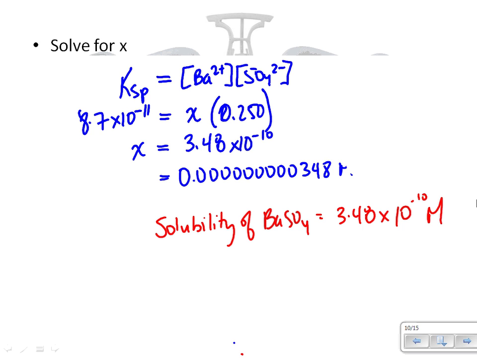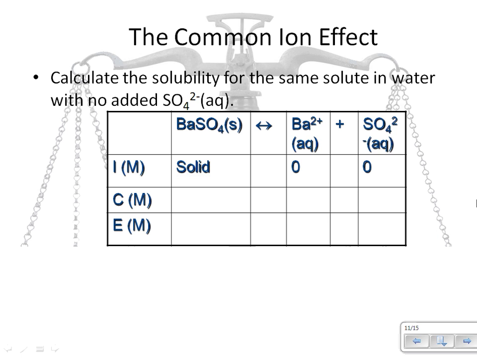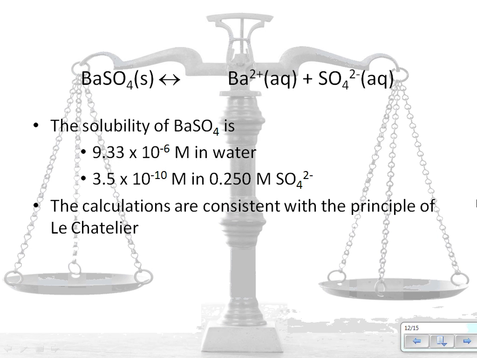All right, I want you guys to try this on your own. I'll give you the answers, but see if you can get it on your own. I'm going to save a little bit of time here. Calculate the solubility for the exact same solute, BaSO4, in water with no added SO4. So I've set up the ICE chart for you. So instead of having 0.250 molar of SO4, now you have 0 SO4. So how would that have changed your solubility? Okay, so see if you can answer that. And you should get 9.33, this should be your answer, times 10 to the negative 6. So if you want to pause and figure that out, that's fine.